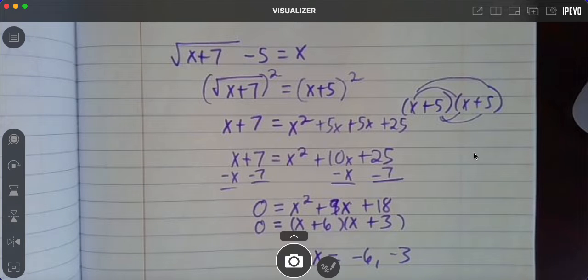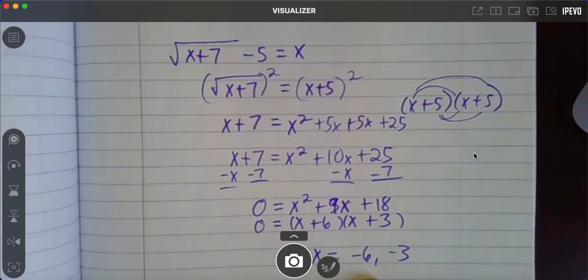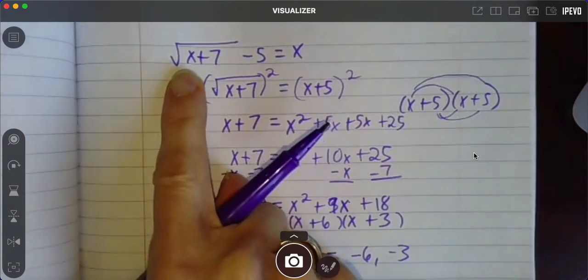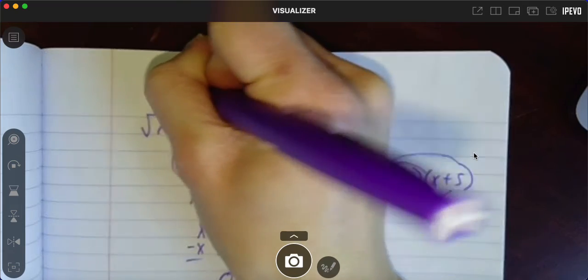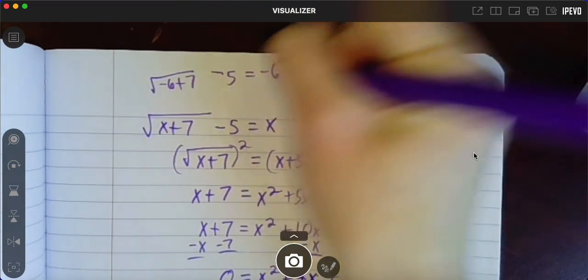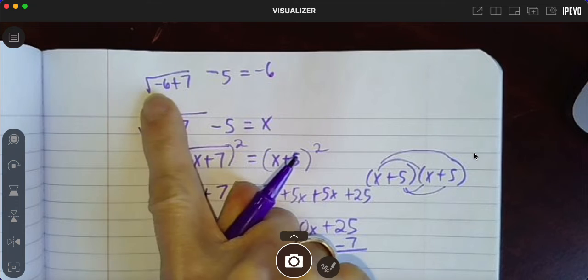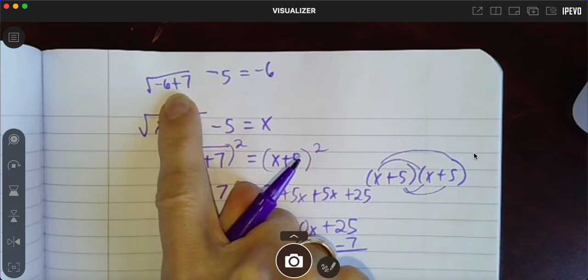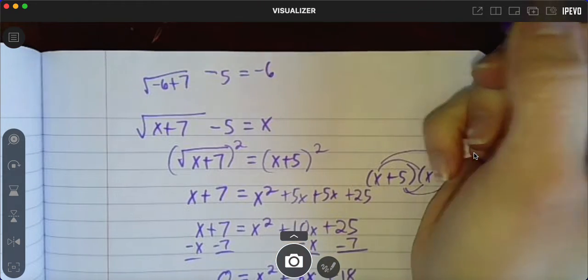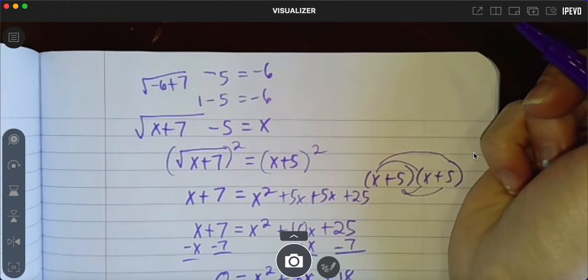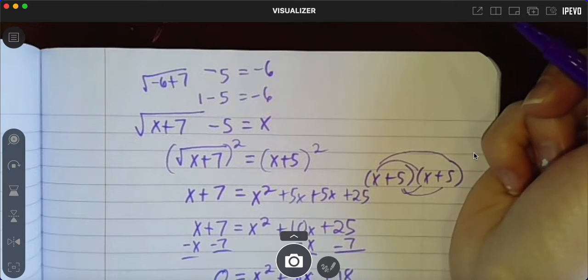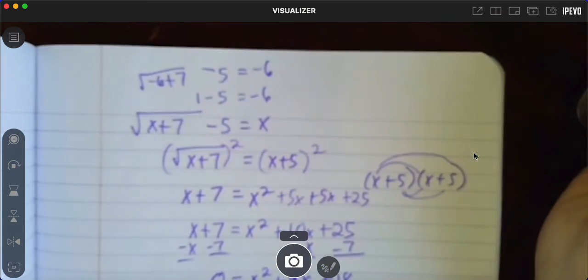Okay, so I said my 2 answers are -6 and -3. So what I'm going to do is plug them in to see if they work. What is negative 6 plus 7? If I plug in the -6, what's -6 plus 7? 1. What's the square root of 1? 1. Is 1 minus 5 equal to -6? No, it's -4. So that one doesn't work.